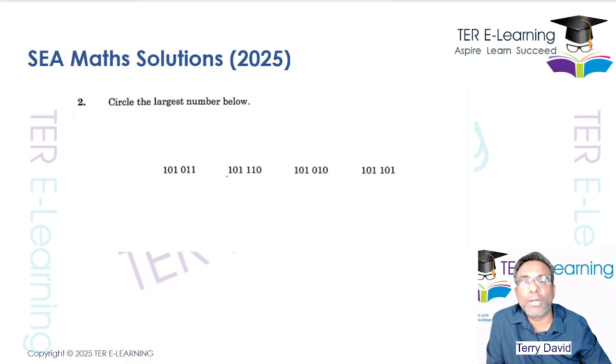Question 2. We want to figure out what is the largest number, or circle the largest number. You will notice that each one of these here, we have 101. So all of them start with the same number. So we need to look at the last 3 digits. If you look here, this one represents 11. This is 110. This is 10. This is 101. So therefore, the largest number is going to be this one.